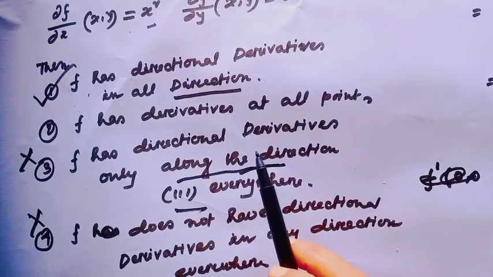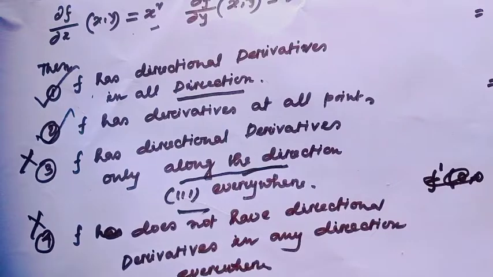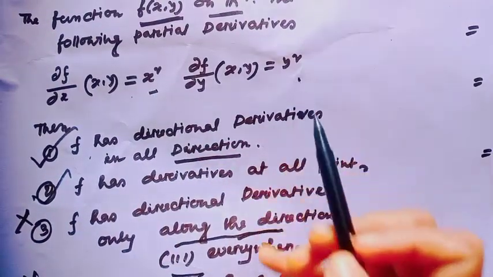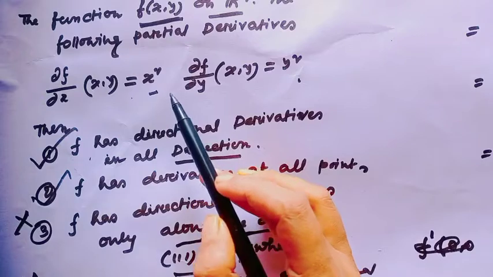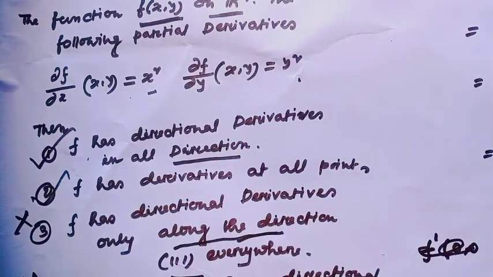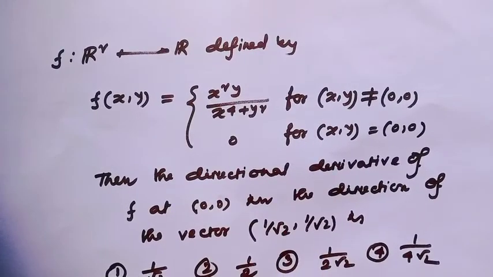The fifth option indicates f has a derivative at all points. This is also a right option because the value of the derivative is this. And since this is a polynomial function, there exists a derivative at all points. So option 1 and option 2 are the right options. Okay, this is a similar type of question which had come in CSIR NET also.